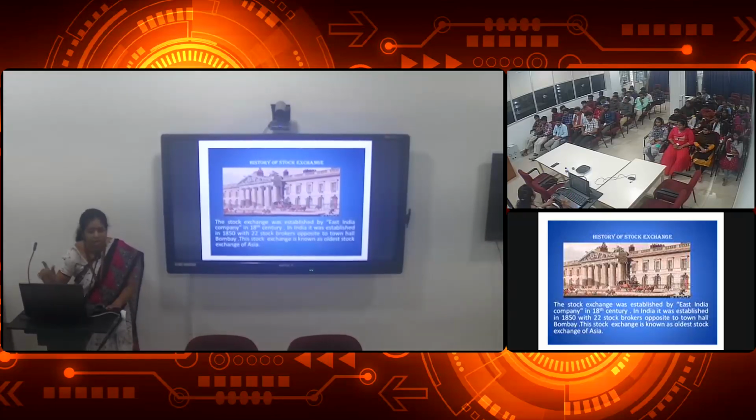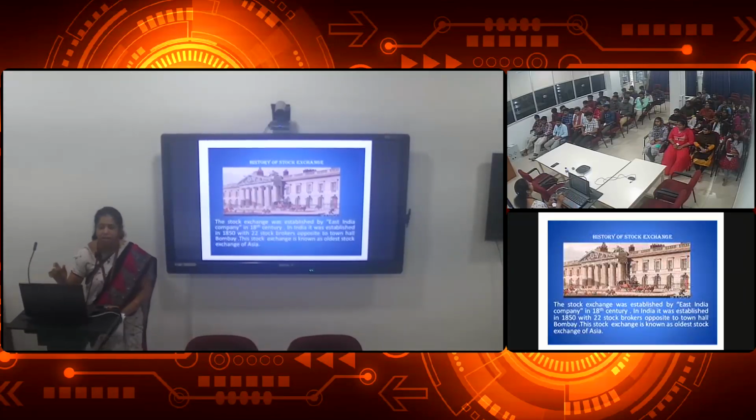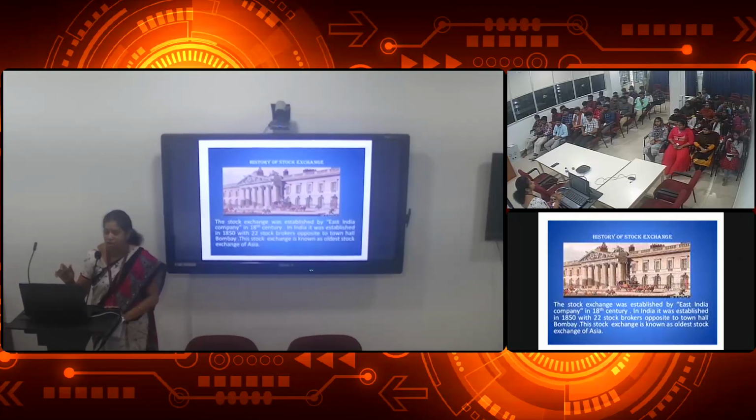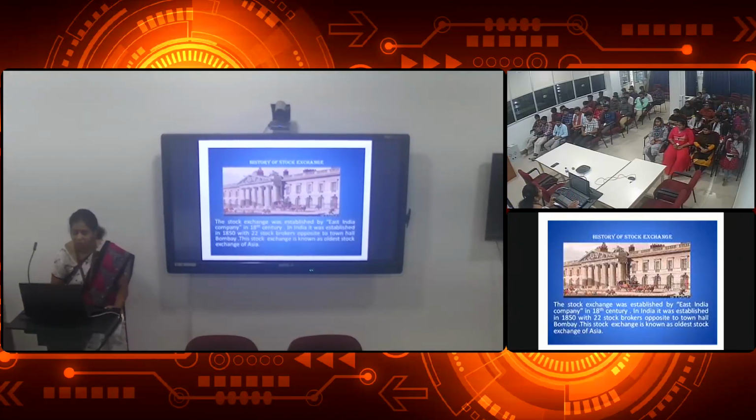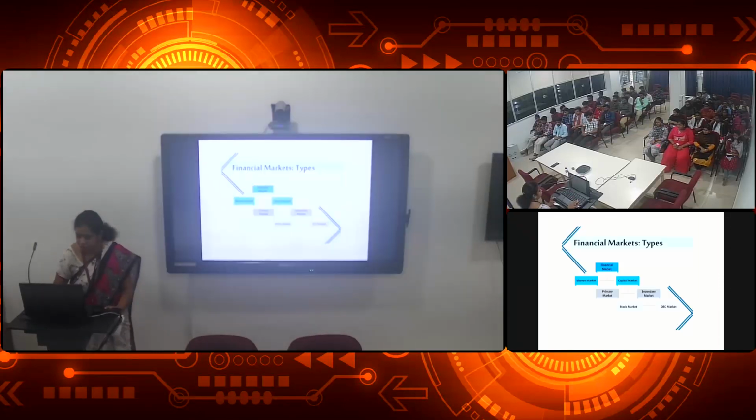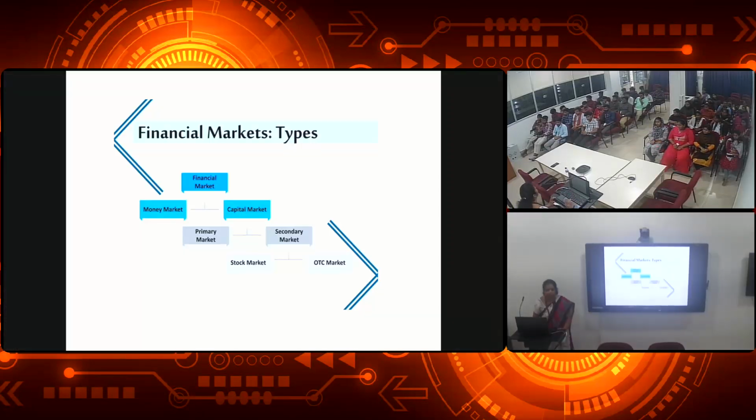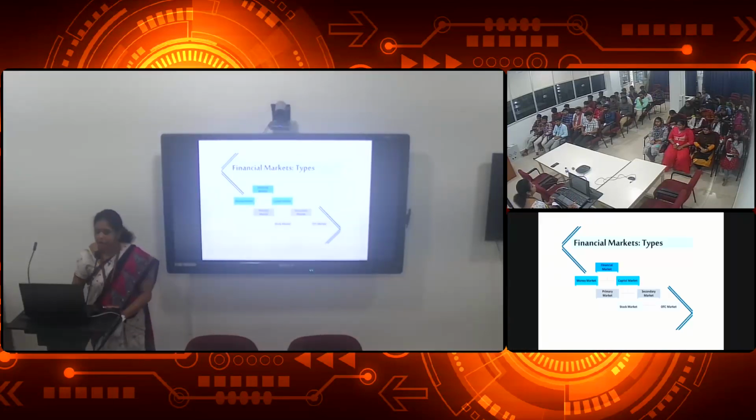BSE is nothing but the Bombay Stock Exchange. It is the oldest stock exchange market. Then we can divide the financial market into various types, that is money market and capital market. Through the capital market the company can raise long term funds. Then the primary market and secondary market.